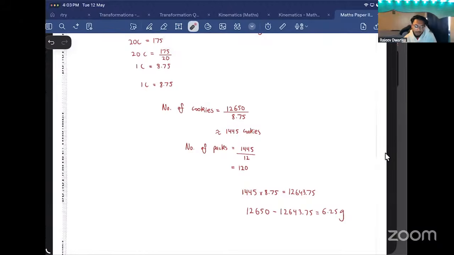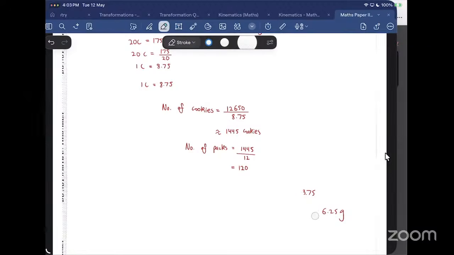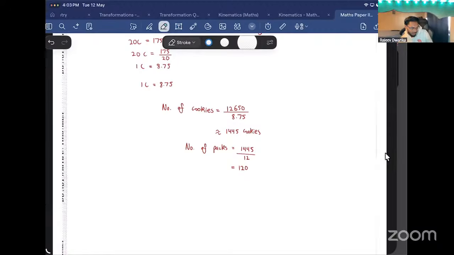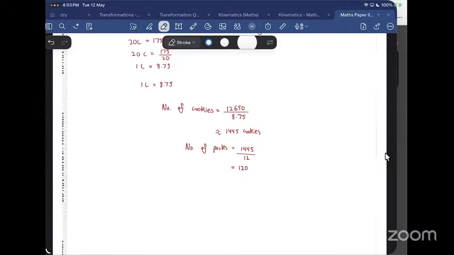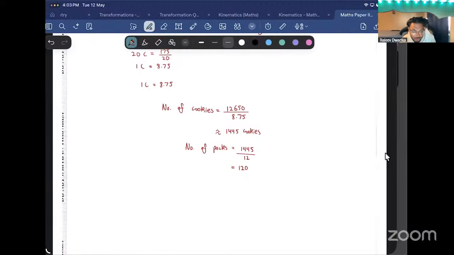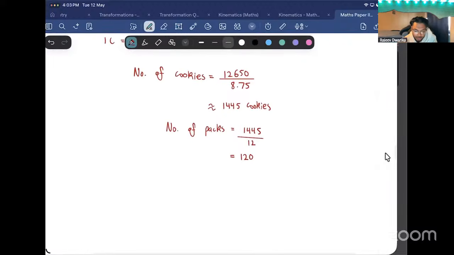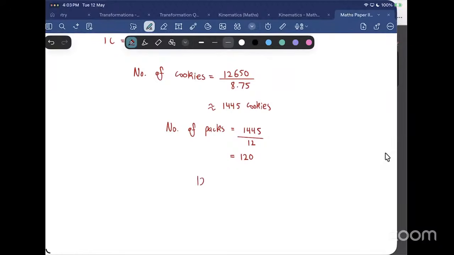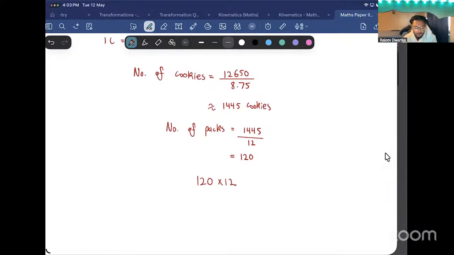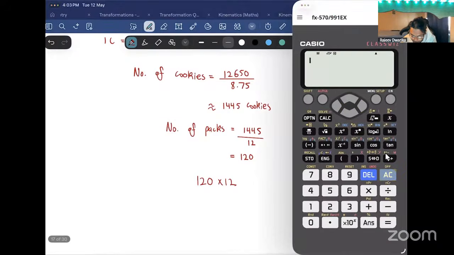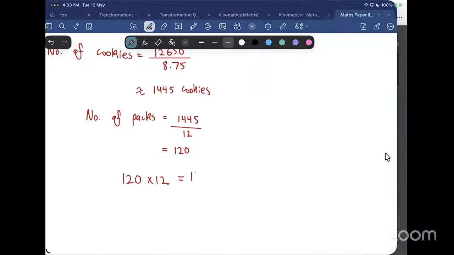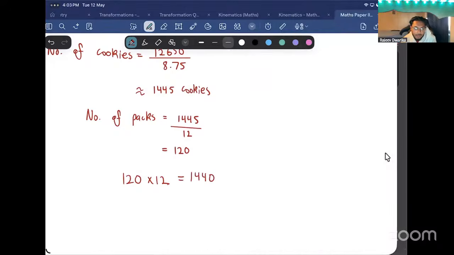Oh, okay. I see what you did. ChatGPT is saying it's 50 grams. Yeah, ChatGPT saying 50 grams. So let me try to run through the logic behind it. How many packs could we make? 120. How much should I have in one pack? 12. Where's 120 by 12? 1,440. Right.